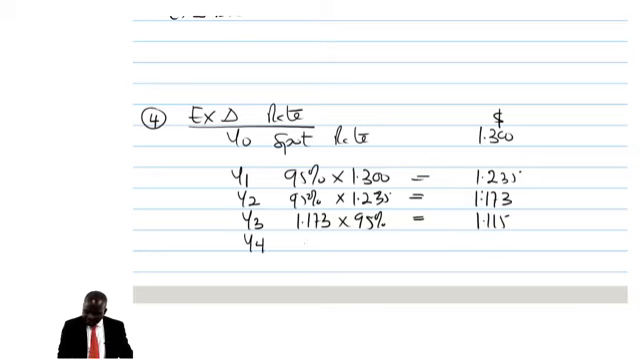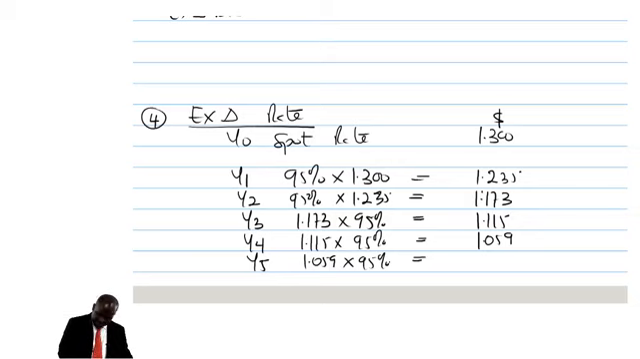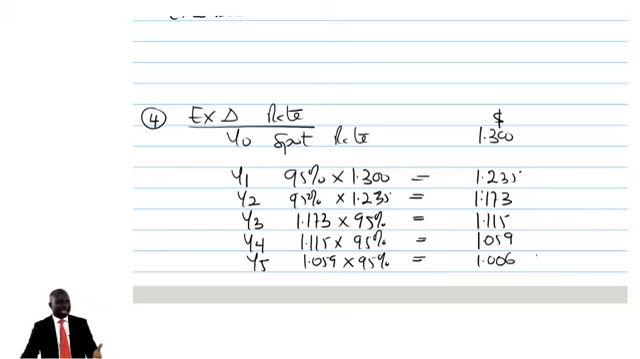And then year 4, 1.115 multiplied by 95%, and that gives 1.059. In case something should go to year 5, that will be multiplied by 95%. So 1.059 times 0.95, and that is giving 1.006. So these are the exchange rates.